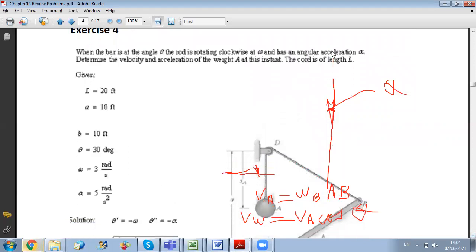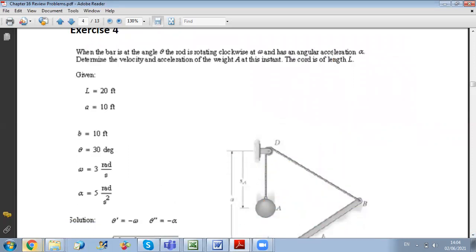When the bar is at the angle theta, the rod is rotating clockwise at omega and has an angular acceleration alpha. Determine the velocity and acceleration of the weight A at this instant. The cord is of length S.